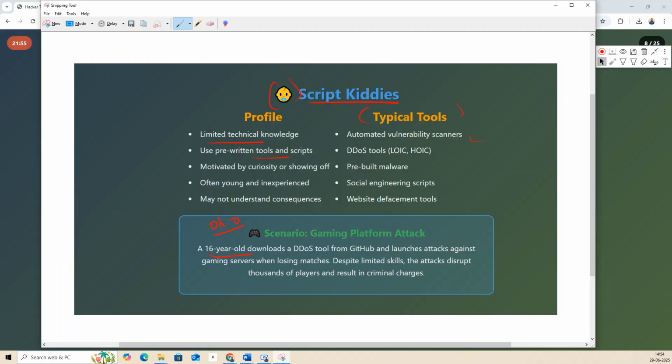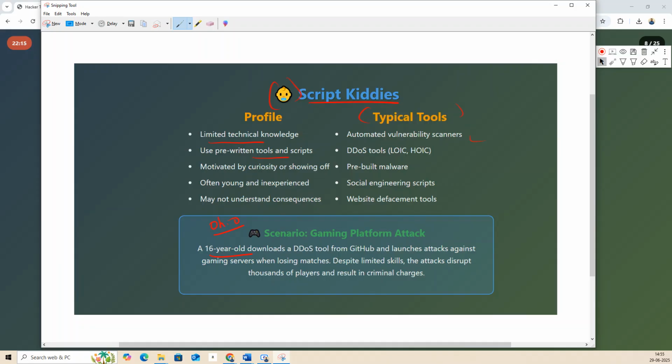He downloaded a DDoS tool freely available online and started launching attacks against gaming servers every time he lost a match. He didn't understand the technical details of how the tool worked, but he knew it would knock servers offline.